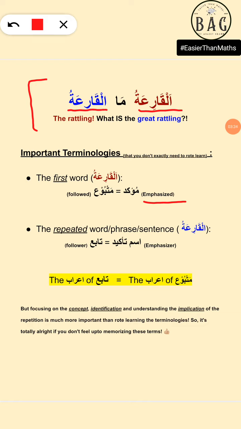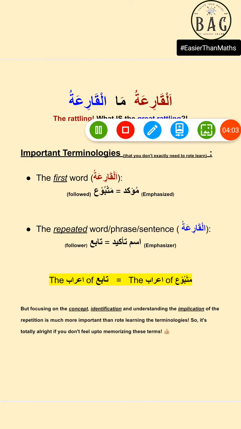Okay, mal-qaryatu. Here, you can see that it has been repeated again. So this word that has been repeated, that's how I like to call it, emphasizer. Okay, so here the first one is the emphasized word, and the second one that is repeated is the emphasizer. Okay, all right, now these are the terms that I like.